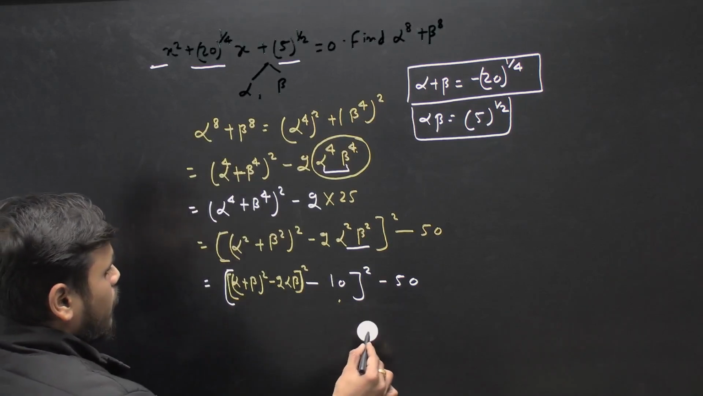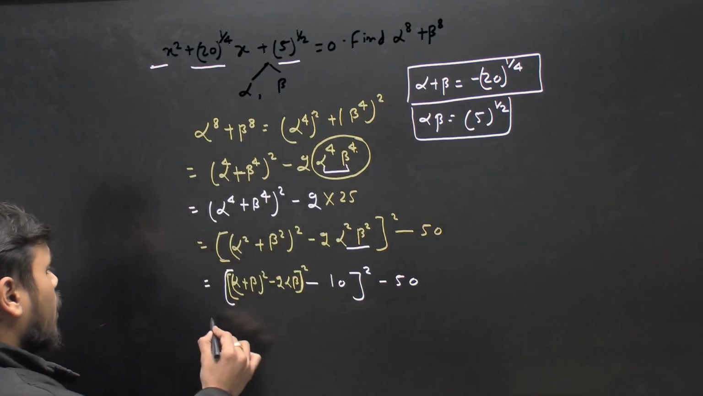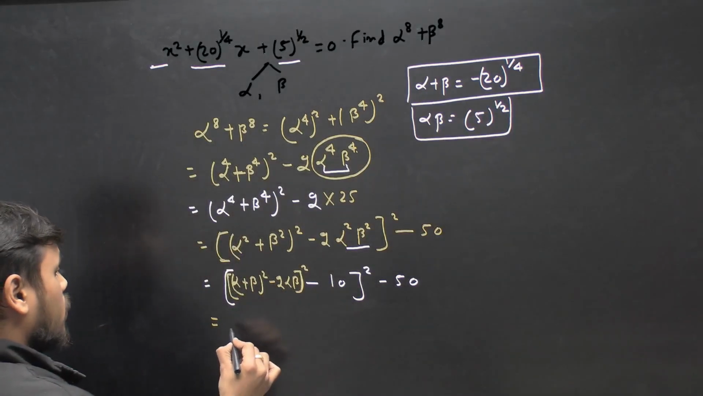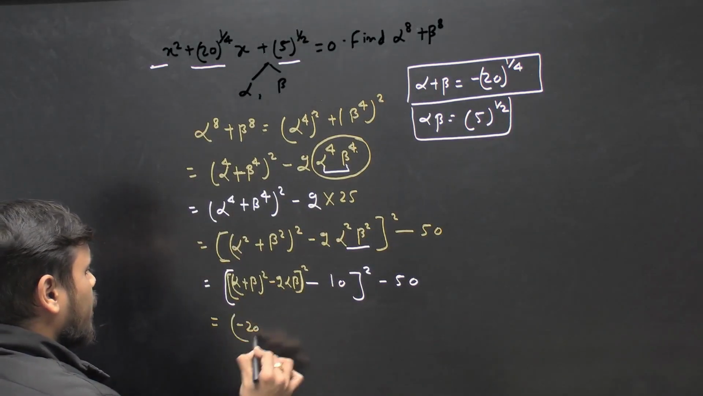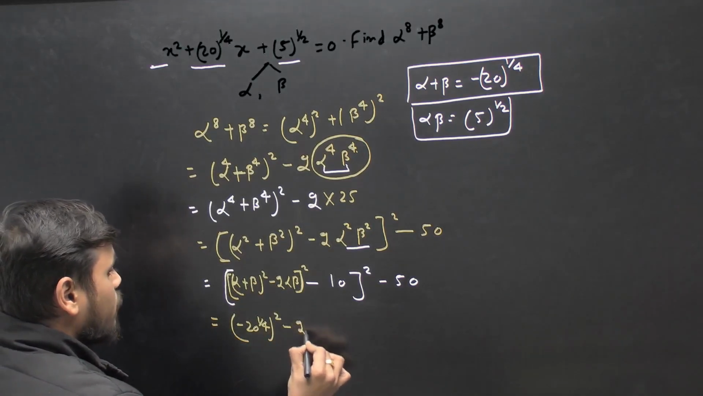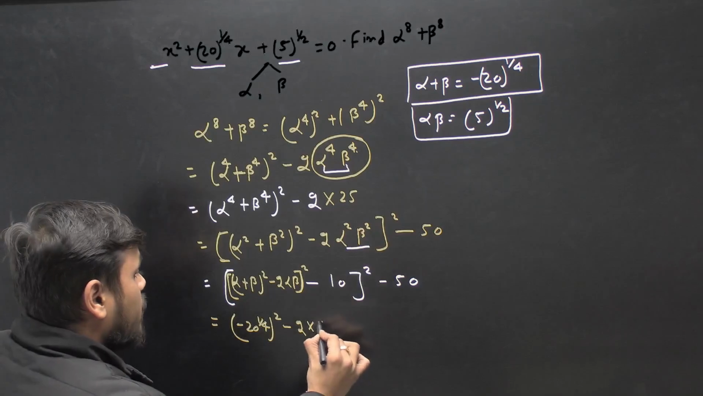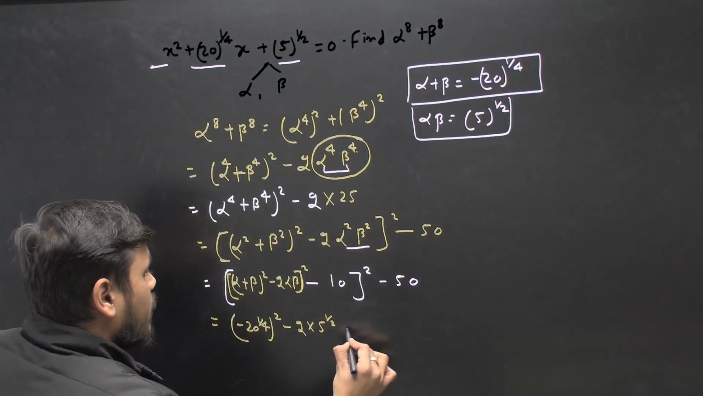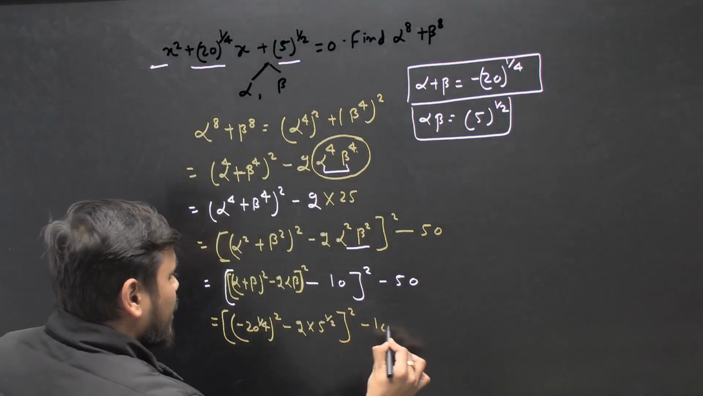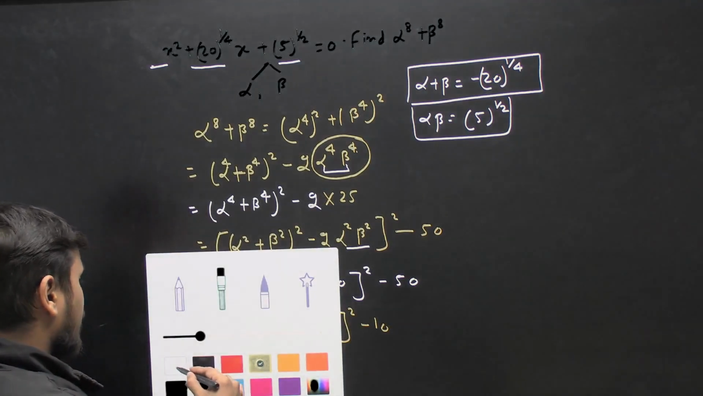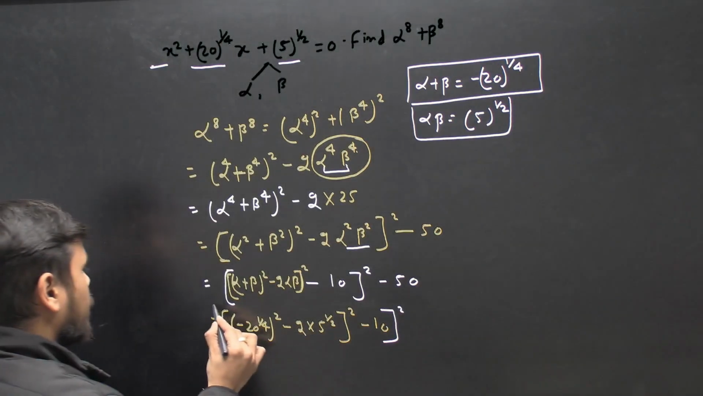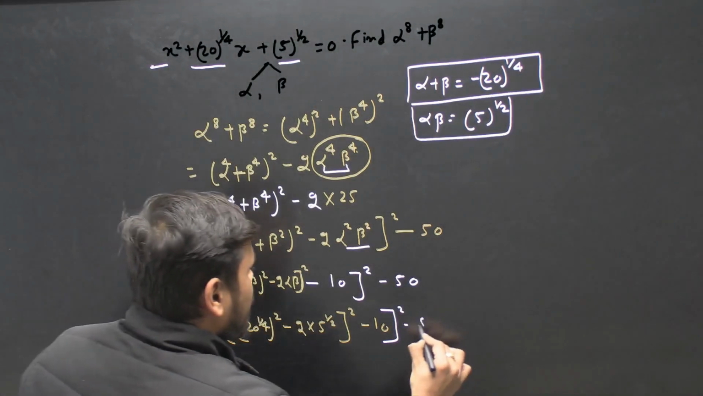Okay, so now alpha plus beta is minus 20 raised to power 1 by 4, and it's a square there. Minus twice of alpha into beta is nothing but 5 raised to power 1 by 2, and then there is the square, then minus 10, and again it's whole square, and then minus 50 over there.